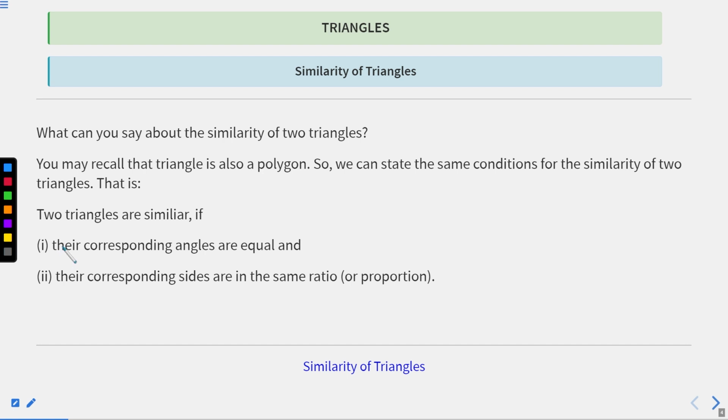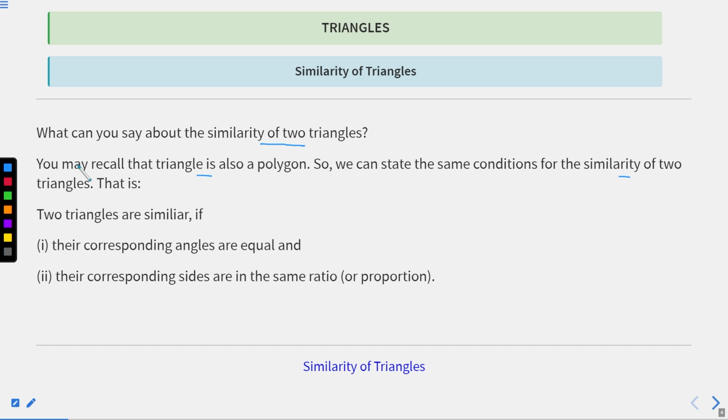So we have studied in our previous lecture the similarity of two polygons. You can say a triangle is a polygon. What can you say about the similarity of two triangles? You may recall that a triangle is also a polygon, so we can state the same condition for the similarity of two triangles.